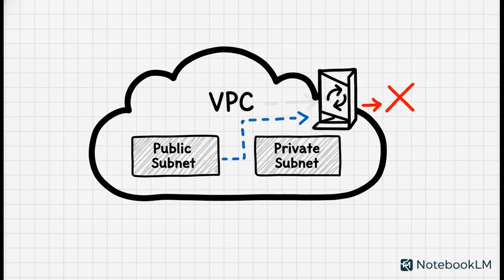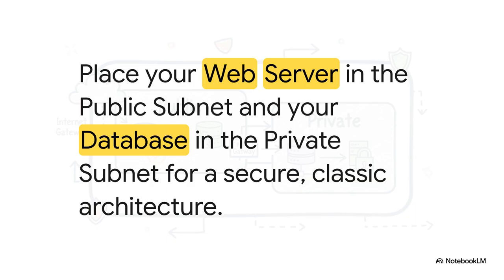Step 2, we install the main door to the outside world. That's our internet gateway. And this is so important. We use that route table, our set of signs, to make sure the path from that door only leads to the public subnet. There's no path from the internet to our private areas. And finally, step 3. We place our equipment in the right rooms. The web server that needs to talk to customers, it goes in the public subnet. The database with all our precious data, it goes deep inside the private subnet, where the only thing it can talk to is our web server. And that, my friends, is the classic, rock-solid, secure cloud architecture.